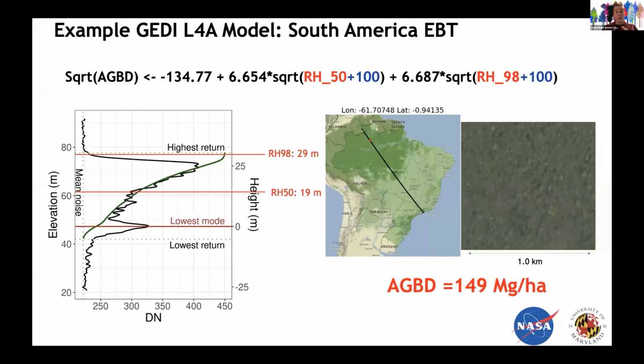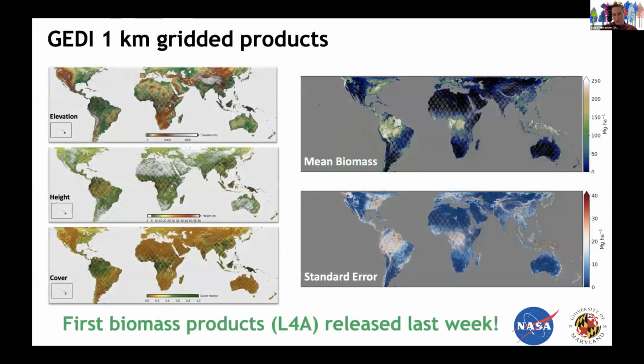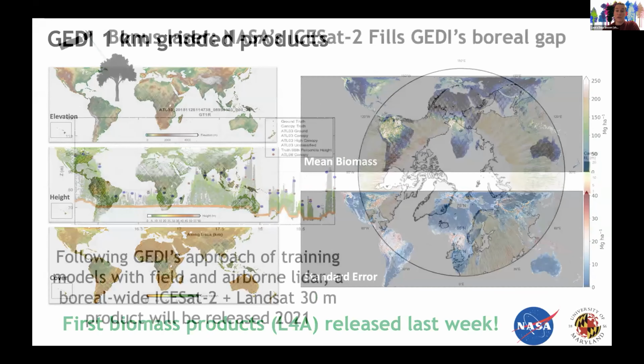And then we apply those models to the billions of all on-orbit waveforms, and then we grid them up to 1 kilometer products. So we have products coming out. JEDI's L4A product was released just last week, just on Thursday, so brand new. But we have products for elevation, height, canopy cover as well. So both the sample products at the 25-meter resolution and then gridded 1 kilometer versions.